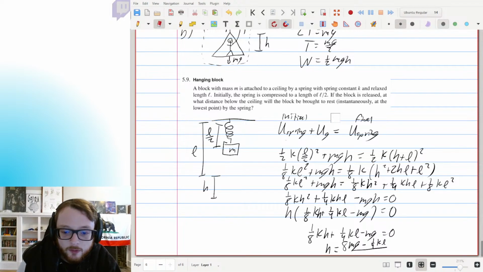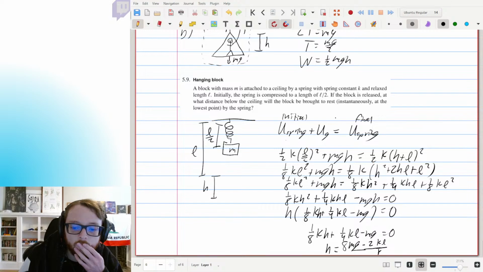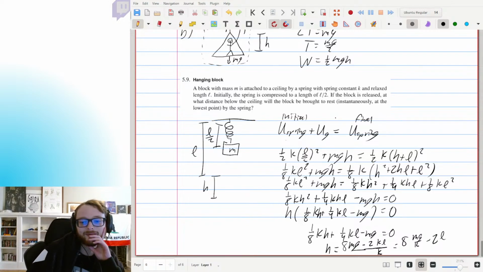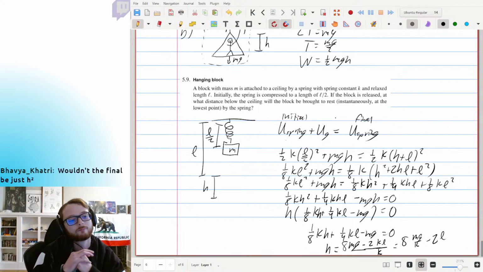Divided by k. You could also say 8k, no, mg. There's no way this is right, dude. What? H squared? No, h is a variable I made up. The answer should involve h.